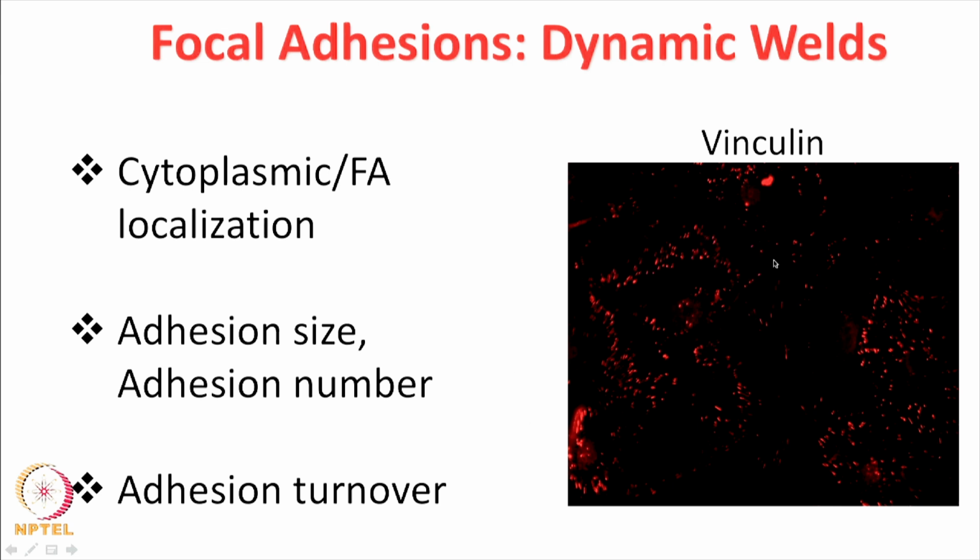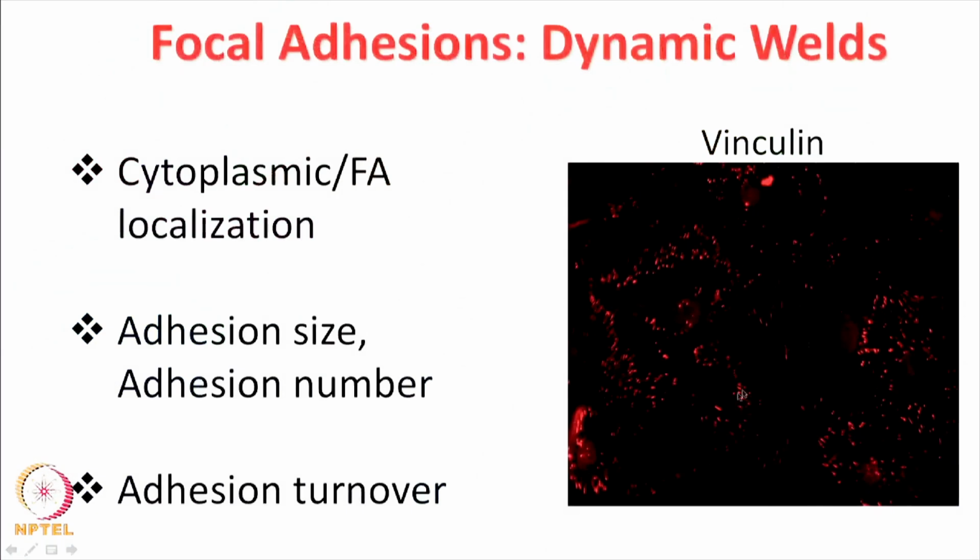Okay. So, in other words, you have a cytoplasmic pool and a focal adhesion pool, and you can probe the relative fraction of the protein which is localizing at focal adhesion versus in the cytoplasm by doing this experiment, in which you treat the cells with a permeabilizing agent to remove the cytoplasmic pool and then collect the remaining contents, which will give you the focal adhesion pool.